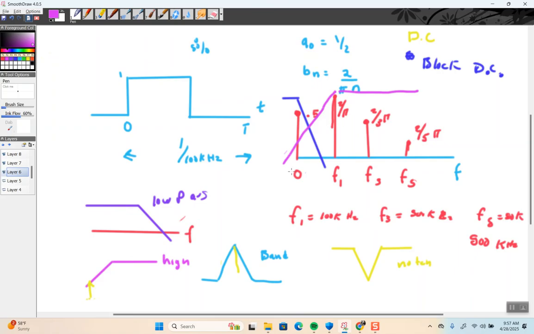Now, what if I want only a 100 hertz sine wave? Which one would I use? Band. What, 100 kilohertz? Right? Huh? Without dividing it and all that?